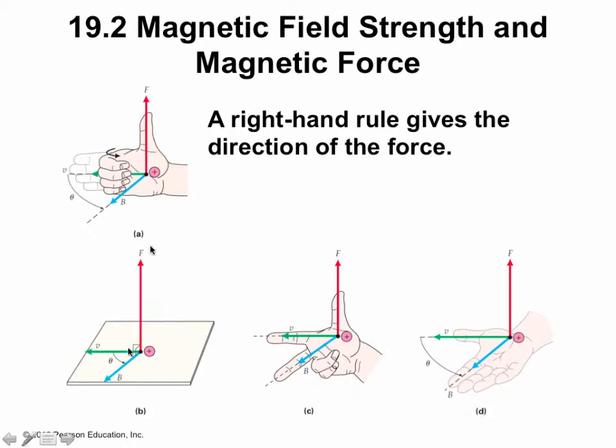So in this particular case, I use my index finger to point in the direction of the velocity of the charged particle, and I use my second finger to point in the direction of the magnetic field, where my thumb is where the force is going to be exerted. In other words, the force is tangential to the velocity and also tangential to the magnetic field.